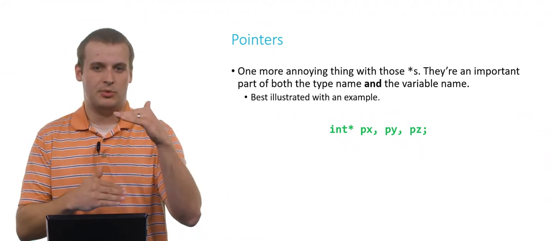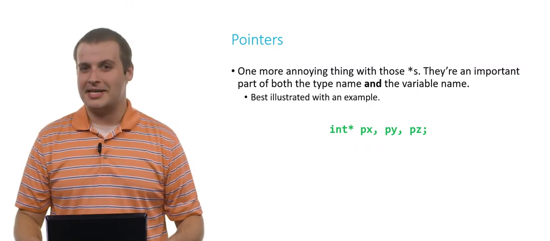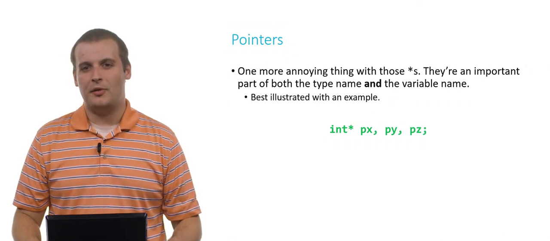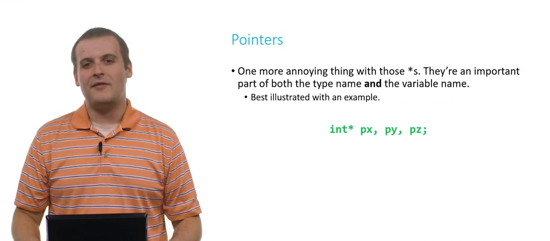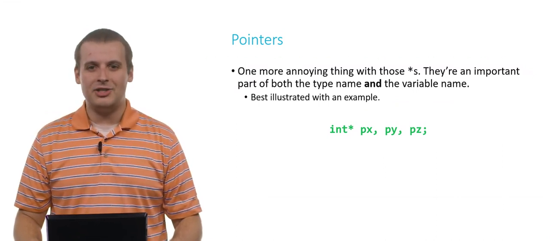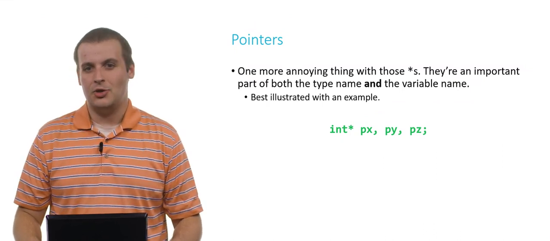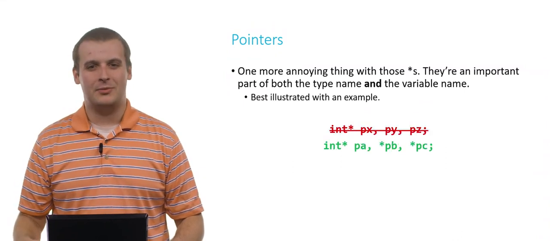It's a way to do it without having to split it onto 3 lines. Here's where stars get annoying again, though, because the star is actually part of both the type name and part of the variable name. And so if I say int star px comma py comma pz, what I actually get is a pointer to an integer called px and two integers, py and pz. And that's probably not what we want.